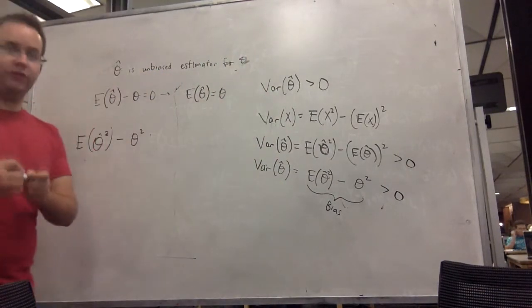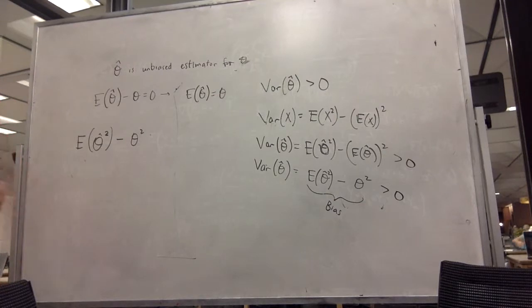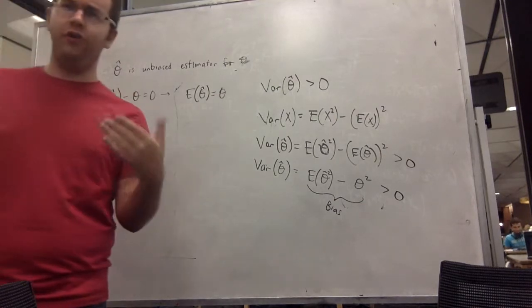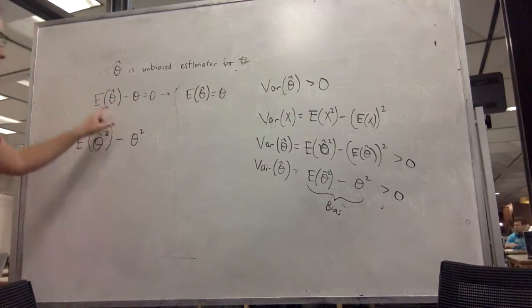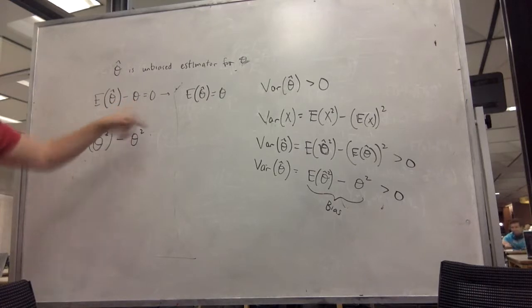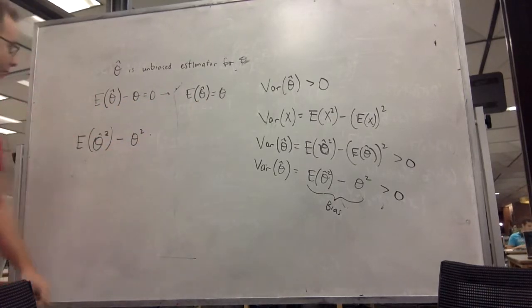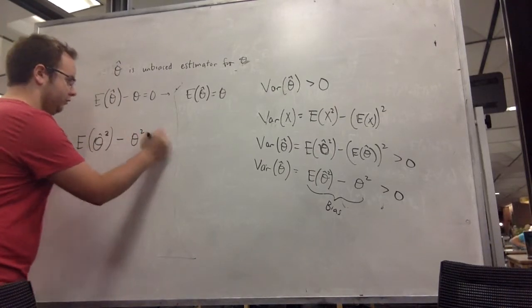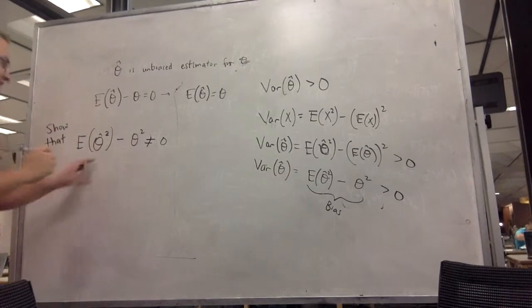So we're using two things here, and this is where both parts of this problem come into play. This is a very difficult problem because not all the students see how those things come together. We started with the fact that theta hat is an unbiased estimator for theta. That is, the expected value of theta hat minus theta is 0. Equivalently, the expected value of theta hat is equal to theta. Then we want to show that this is not 0.